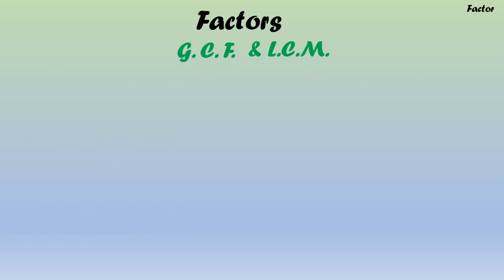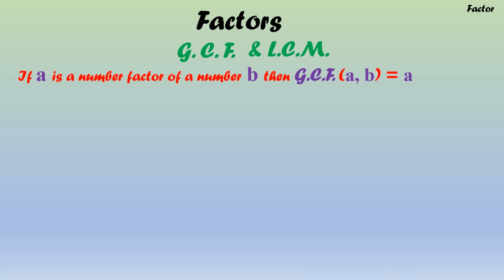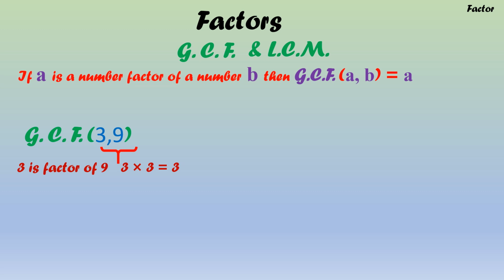Now, how do we use factors to find the greatest common factor? If we have two numbers a and b where a is a factor of b, then the greatest common factor is a. So we choose here the divisor. Let's take an example. What's the greatest common factor of 3 and 9? Since 3 is a factor of 9, because 3 times 3 is equal to 9, the greatest common factor here is the factor 3.